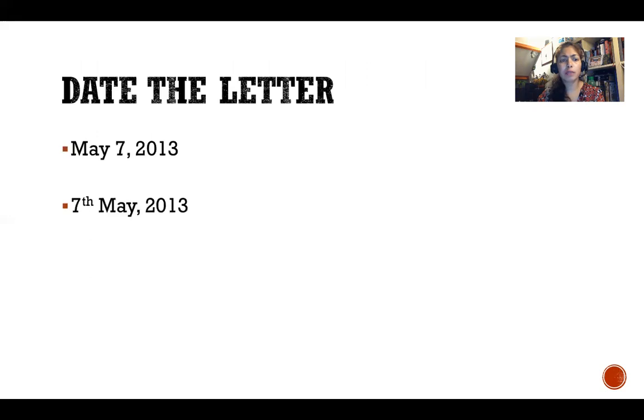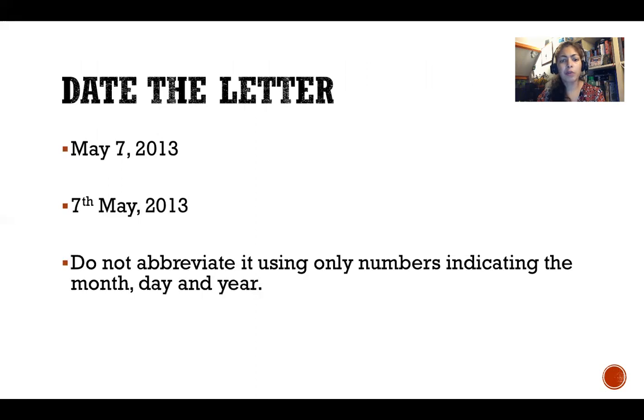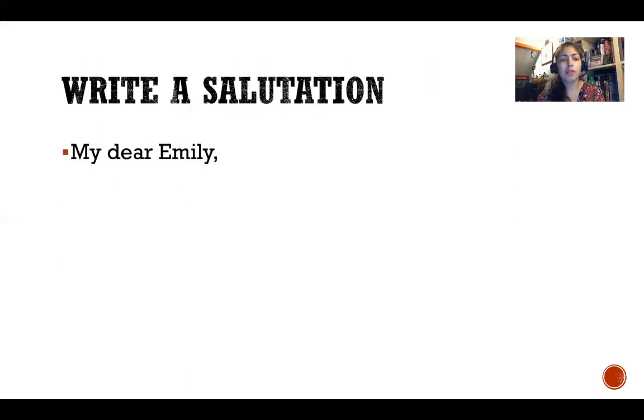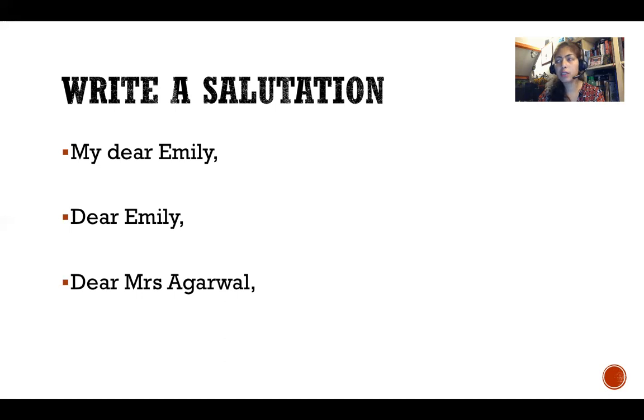We'll go through a few details about the informal letter. The date of the letter, for example. Use these 2 formats to write the date. Try not to abbreviate it by using numbers which indicate only the month, day, and the year. So you're not going to do it this way, 7/5/2013. Please make sure that you write it in these 2 formats. Of course, lots of formats are used these days, but the first 2 are the best. Then you have the salutation. You could say, my dear Emily, or dear Mrs. Agarwal, if you're writing to your acquaintance or neighbor, my dear sister, or my dear Jolly, or my dear Sandeep. Normally we just use dear these days.